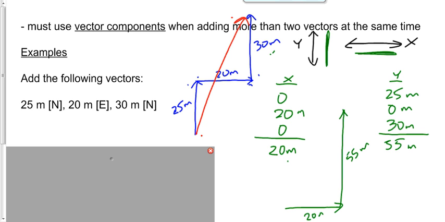on the y-axis. Could I have drawn it the other way around, 55 then 20? Sure, I could have. As long as I do it front to back. Front of the 20 to the back of the 55, or it could have been front of the 55 to the back of the 20. That wouldn't really matter.